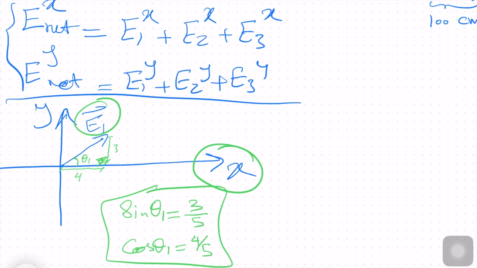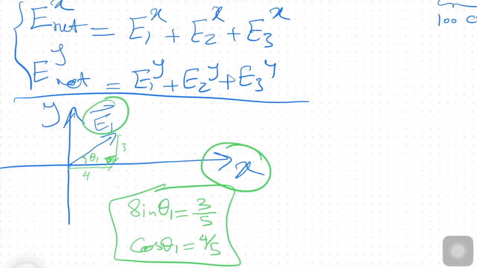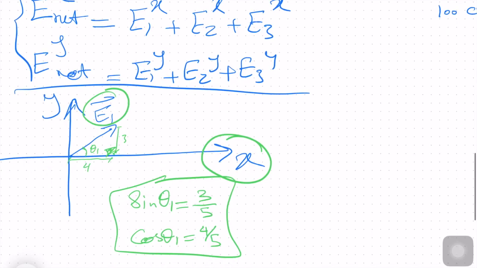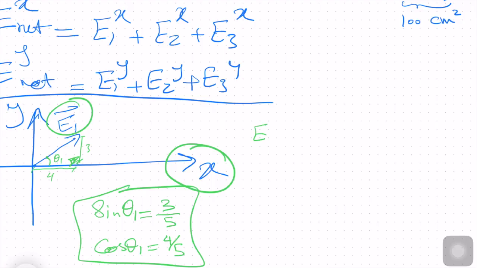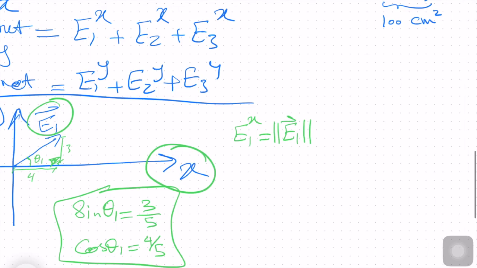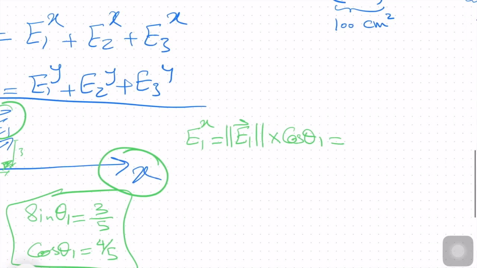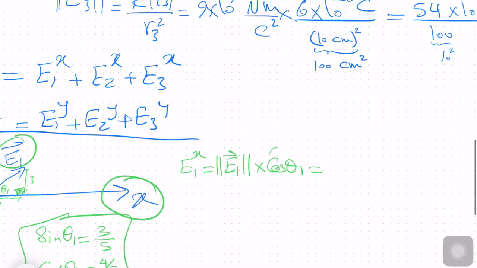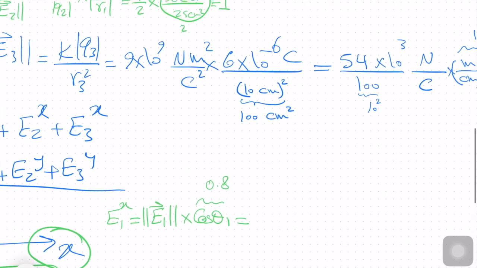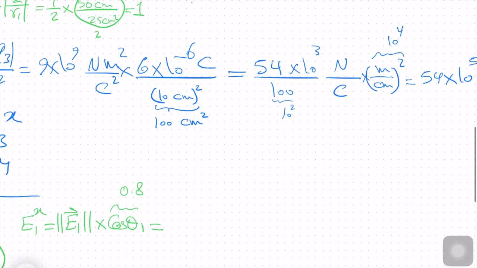Now, there are some issues with doing this for any vector, in that you have to take care of a negative sign, which I'll show you for the other electric fields. But for now, everything will work out fine. So E1x is just the magnitude of E1, because that is the hypotenuse, multiplied by cosine of theta 1, which is 4/5. So this is just 0.8, and I know the magnitude of E1. It's 1.8 times 10 to the 7 Newton per Coulomb.